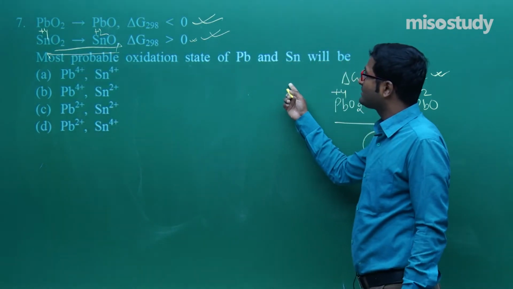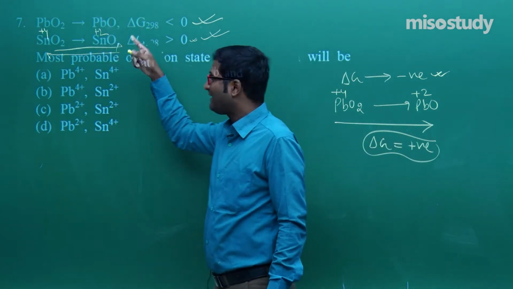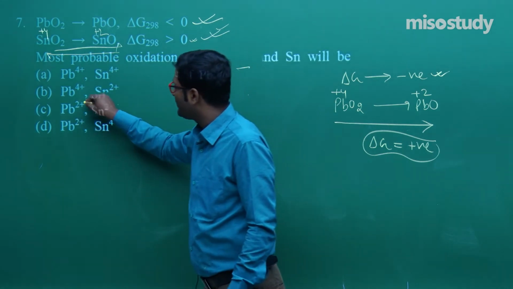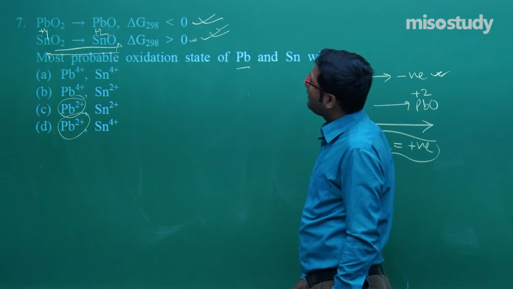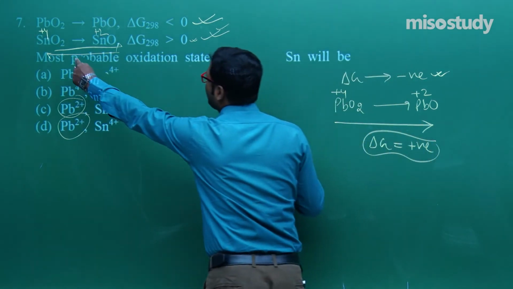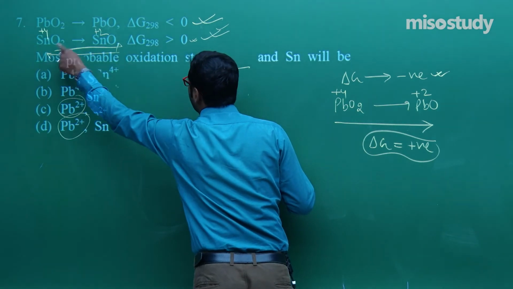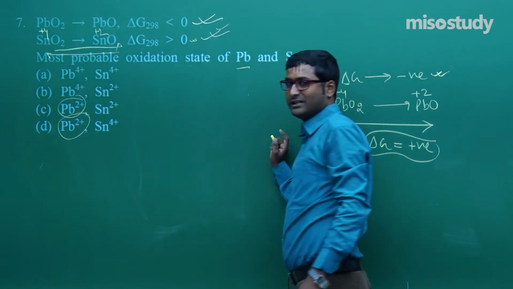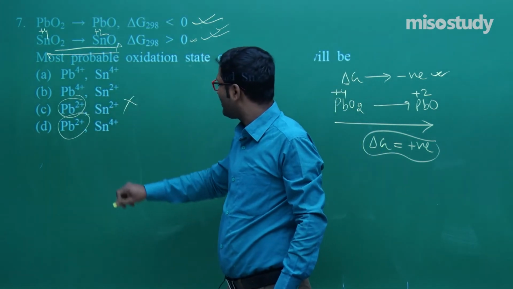Now the most probable oxidation state of Pb, here +4 to +2, is definitely delta 0. So the most probable oxidation state will be Pb2+, either C or D. Now check for Sn. We are not moving from forward to backward, we are moving from backward to forward, that is +2 converting to +4. So +4 is the probable oxidation state. So in this case Pb2+ and Sn2+, C is not correct.